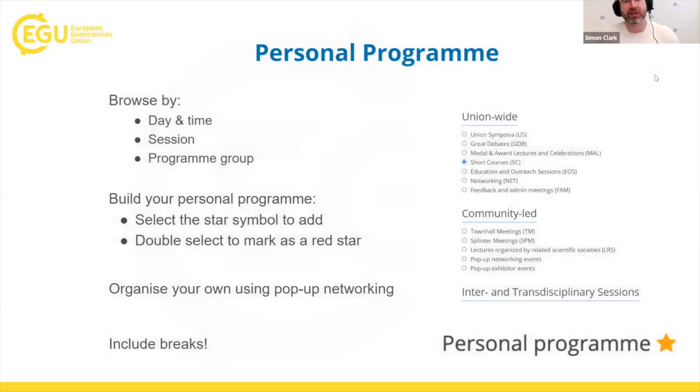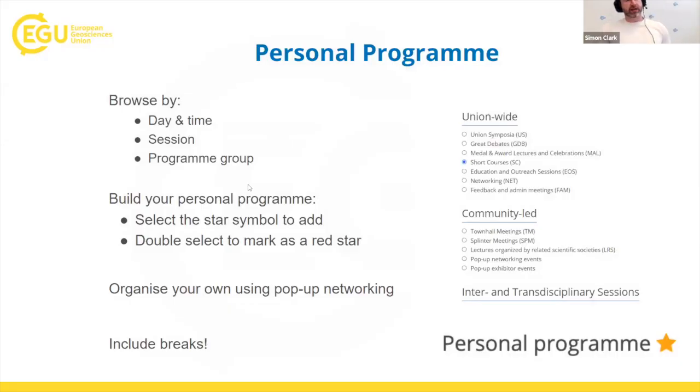Finally, the personal program. I think it's pretty accessible. You'll go onto the EGU25 website, select program, log in, and then you can browse by the day and time, which varies by the type of session you want, or even by a program group. Maybe you want to see what great debates are on, or what short courses you can take to upskill yourself, or what networking events are on, or even the community-led pop-up networking events.